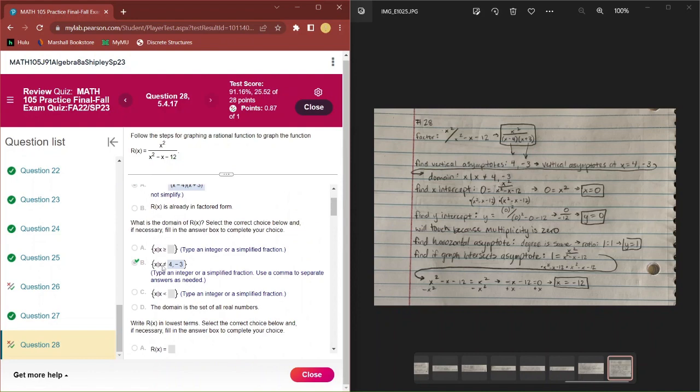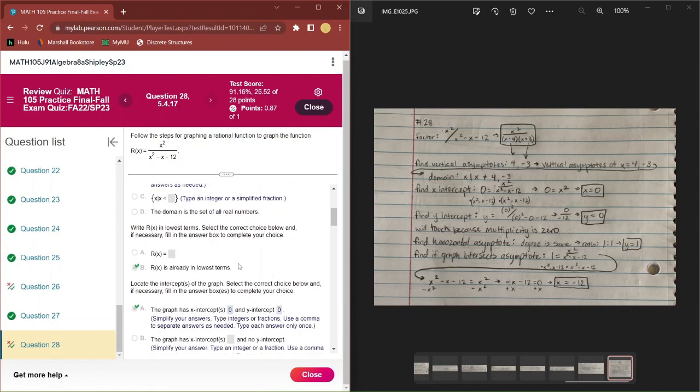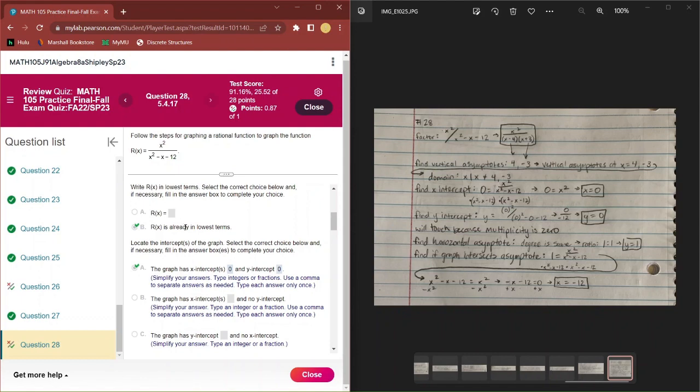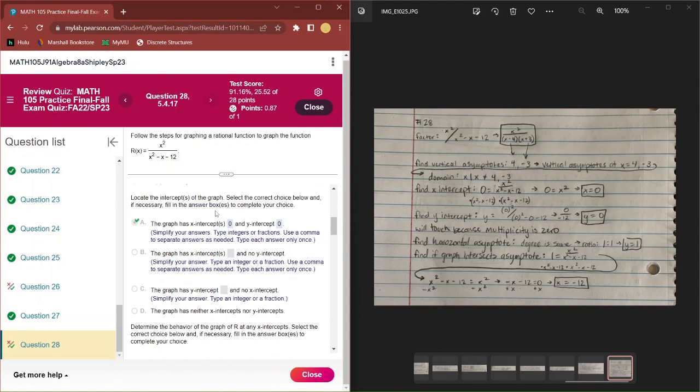And then the asymptotes, how do you find them? Oh yeah, you just find them by doing the opposite of the roots. So x minus 4 and x plus 3. And the asymptotes are 4, -3. And then it's already in its lowest terms. You're never going to have to simplify it more because it's factored.